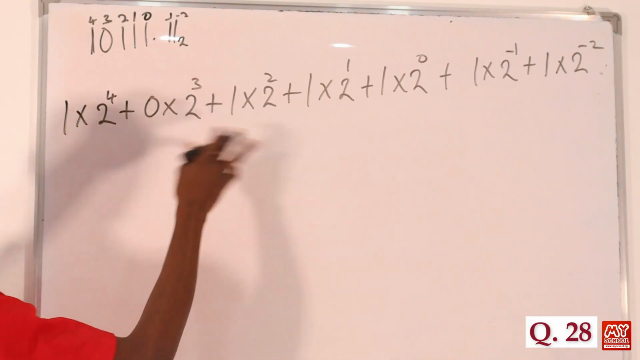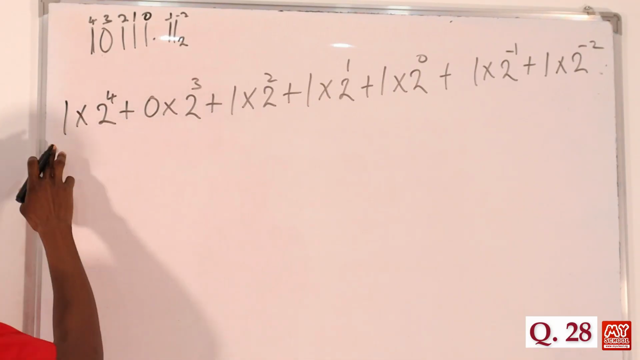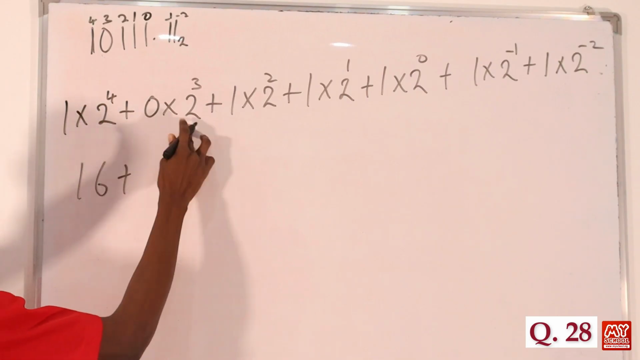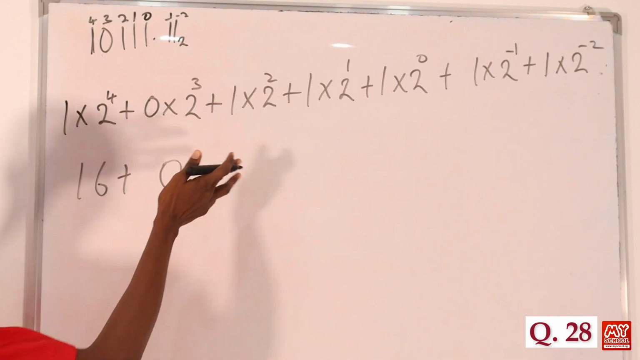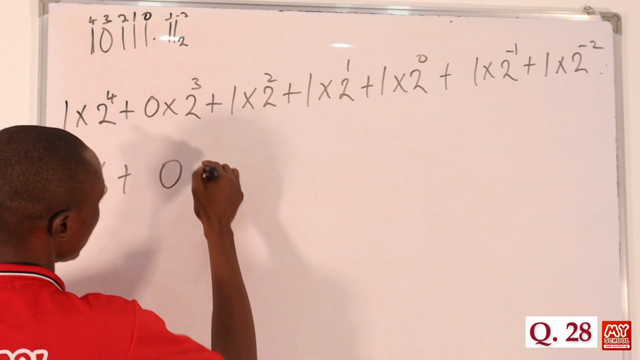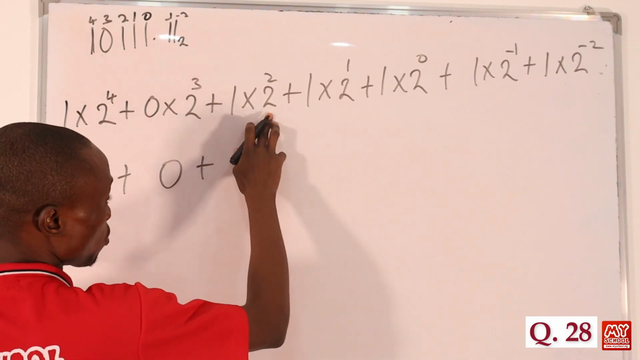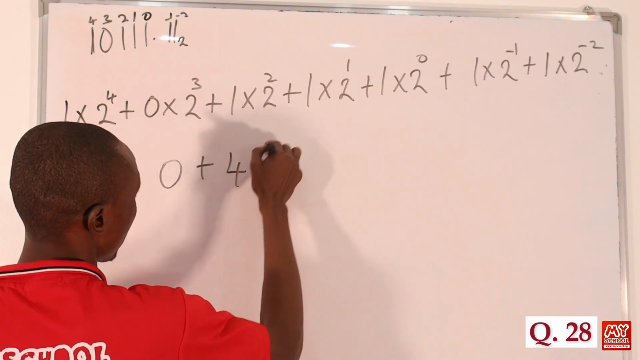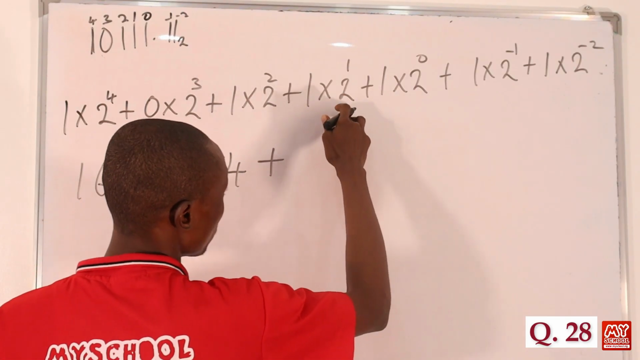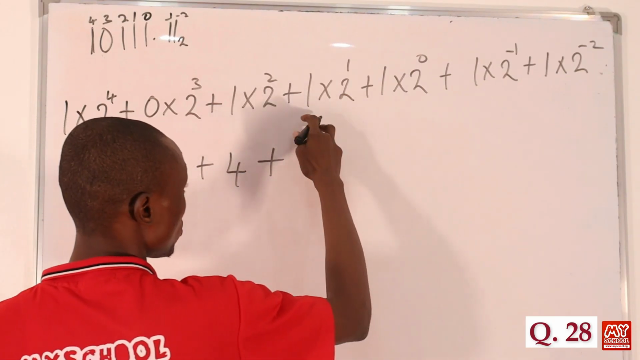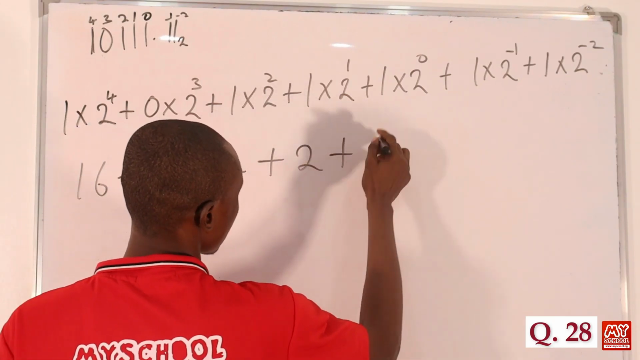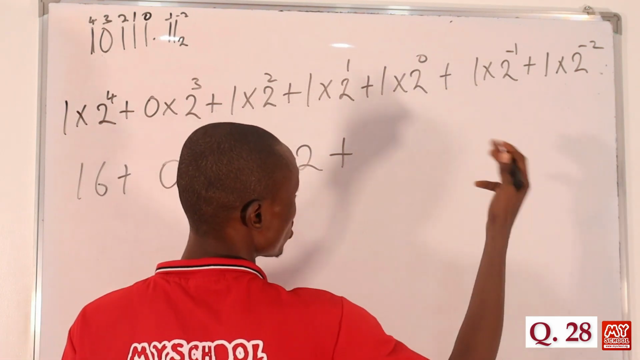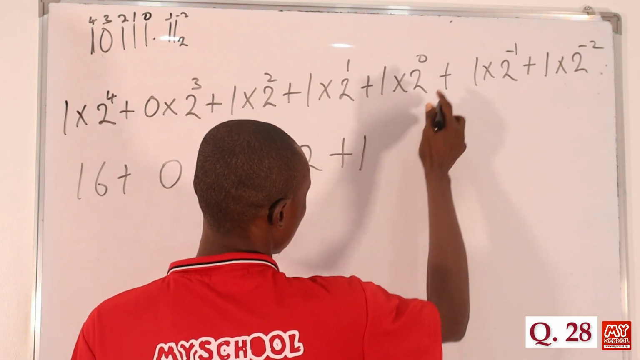Here we are just having 1 multiplying throughout. So 2 raised to power 4 is actually 16. This place here is already 0 because anything multiplied by 0 is 0. Then plus 4, because here we're having 1 times 2 raised to power 2, and 2 raised to power 2 is 4. Plus any number raised to power 1 is that number, so in this case we're having 2 here. Then plus 1 times 2 raised to power 0. Remember that any number raised to power 0 is 1, and 1 times 1 is 1. So here we're having plus 1.